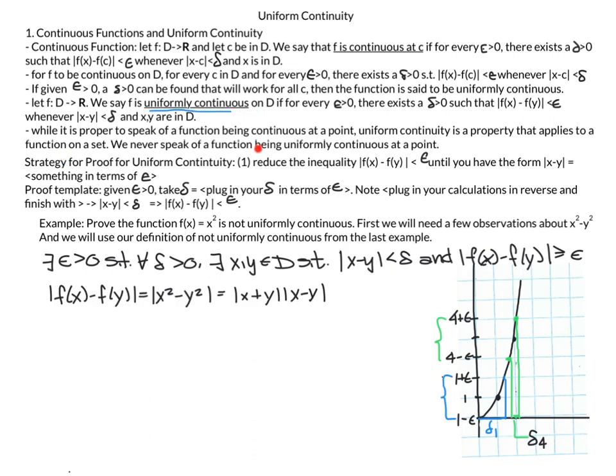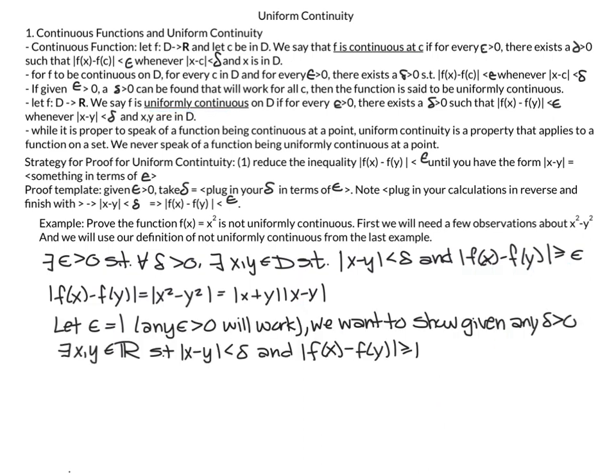To start my proof, I'm going to look at f of x minus f of y. So in this case, f of x is equal to x squared, so my f of x minus f of y is equal to x squared minus y squared, which is equal to the absolute value of x plus y times absolute value of x minus y. We are going to start by letting epsilon equal 1, and any epsilon greater than 0 will work. The reason why we chose epsilon equals 1 is because it's a very easy number to work with, and why not choose an easy number?